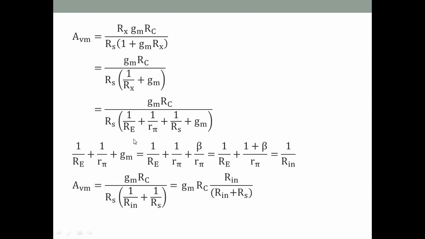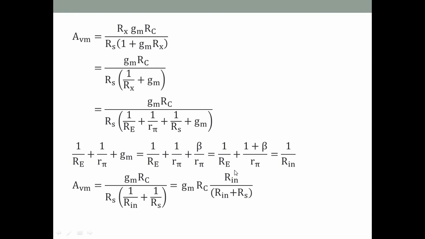And then I'm saying 1 by Re plus 1 by rπ plus GM. There's a reason I'm doing all this. These 3 out of these 4 terms, 1 by Re plus 1 by rπ plus GM, are equal to 1 by Re plus 1 by rπ plus beta by Rpi, because GM is beta by Rpi. And then these two last terms can be combined. So you get 1 by Re plus 1 plus beta by Rpi.